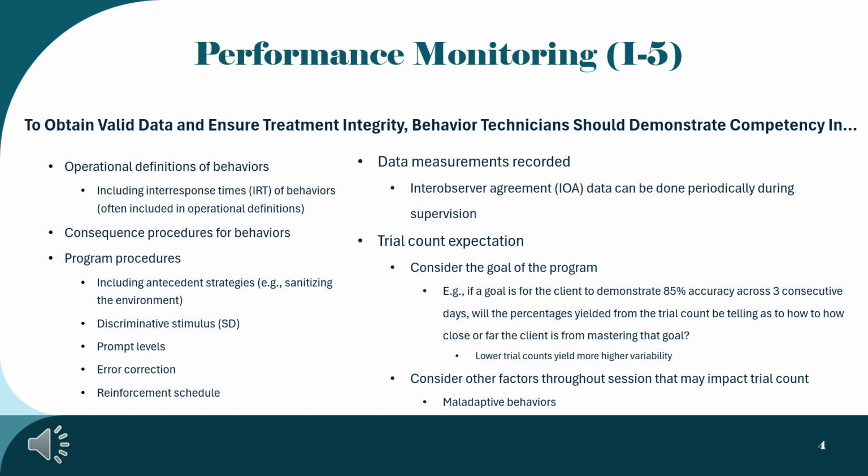Trial counts are also important to consider, and when looking at trial counts, we want to consider the goal of the program. For example, if a goal is for the client to demonstrate 85% accuracy across 3 consecutive days, will the percentages yield from the trial count be telling as to how close or far the client is from mastering that goal? Lower trial counts yield higher variability, so we want to get as many trial counts or as high of a trial count as we can to get a more accurate percentage within each program target.